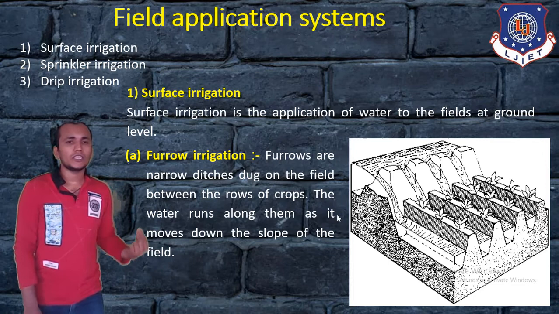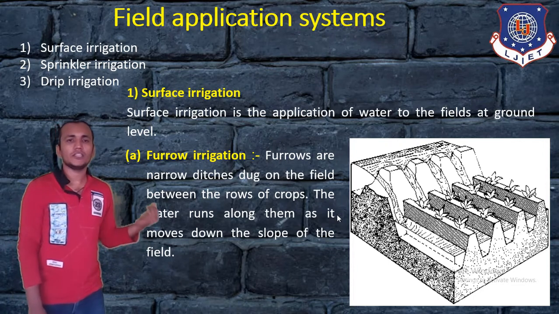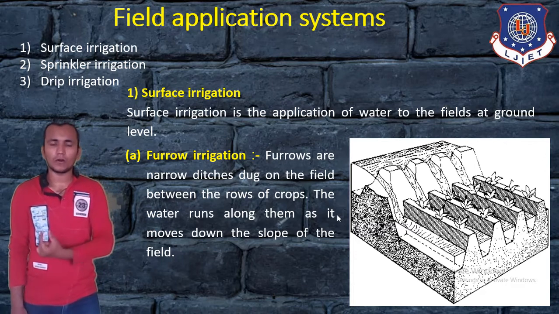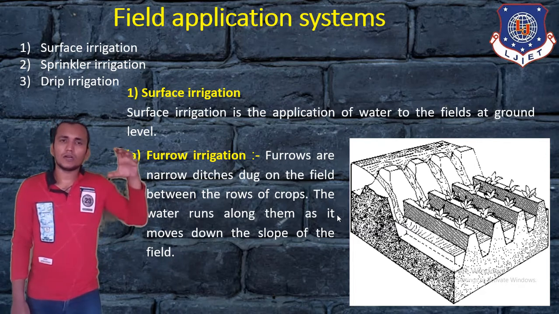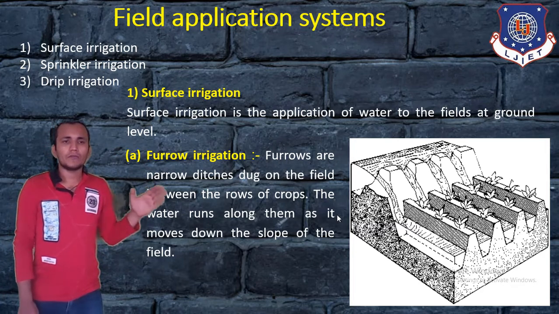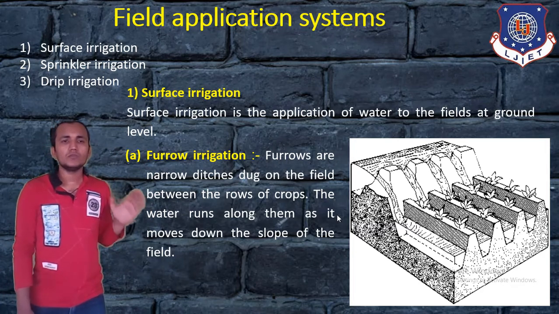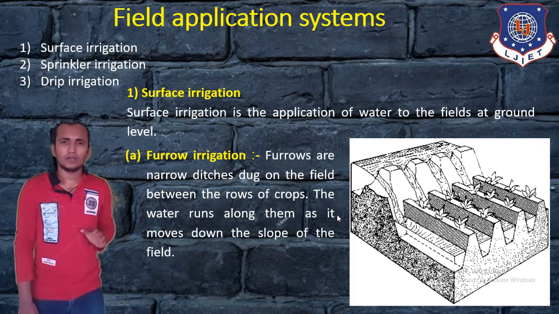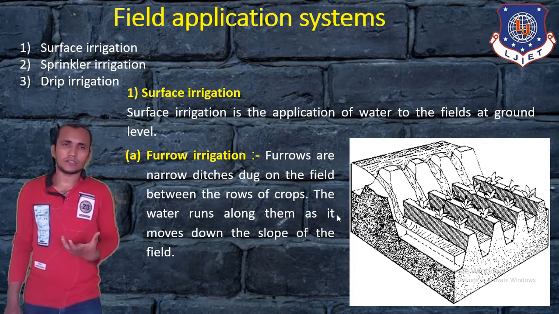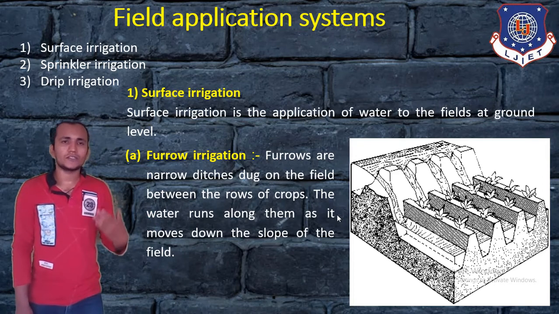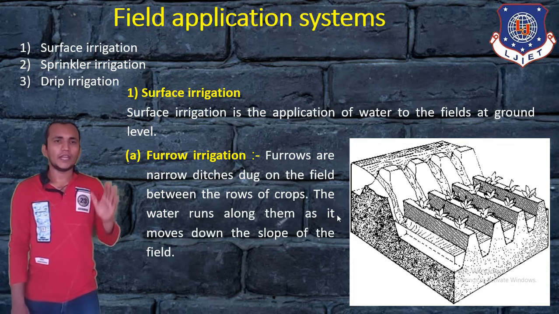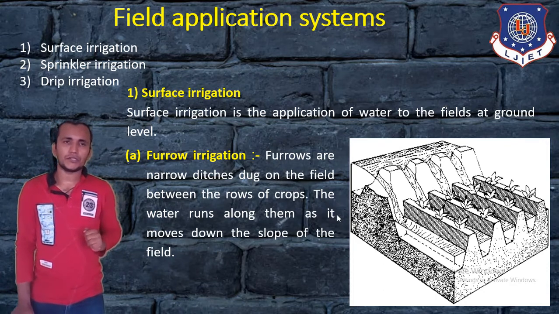Furrows are narrow ditches dug on the field between the rows of crops. Here are the rows of crop. In these rows we have made a ditch, and the water runs along them as it moves down the slope of the field. So that means water will be supplied by using the furrow irrigation system. A furrow irrigation system is a type of surface irrigation system, the main type.